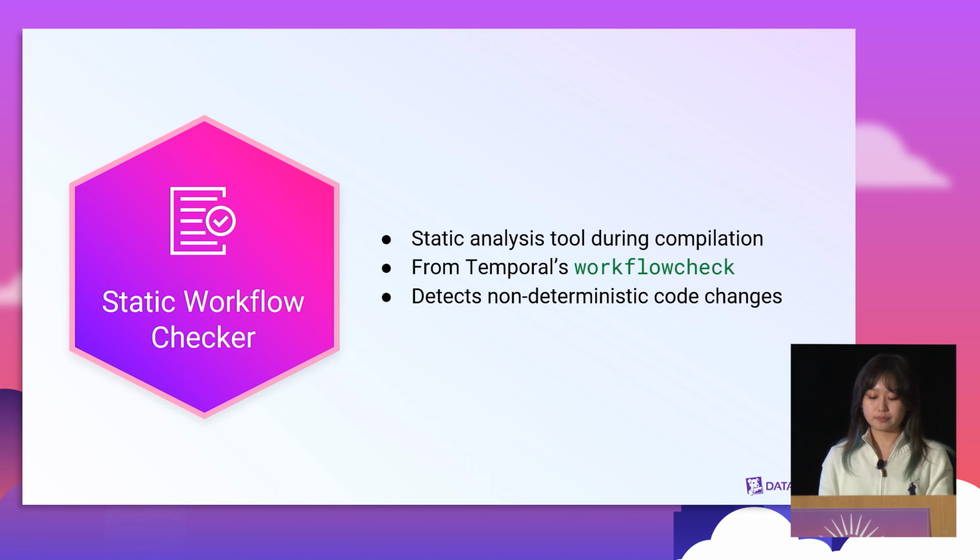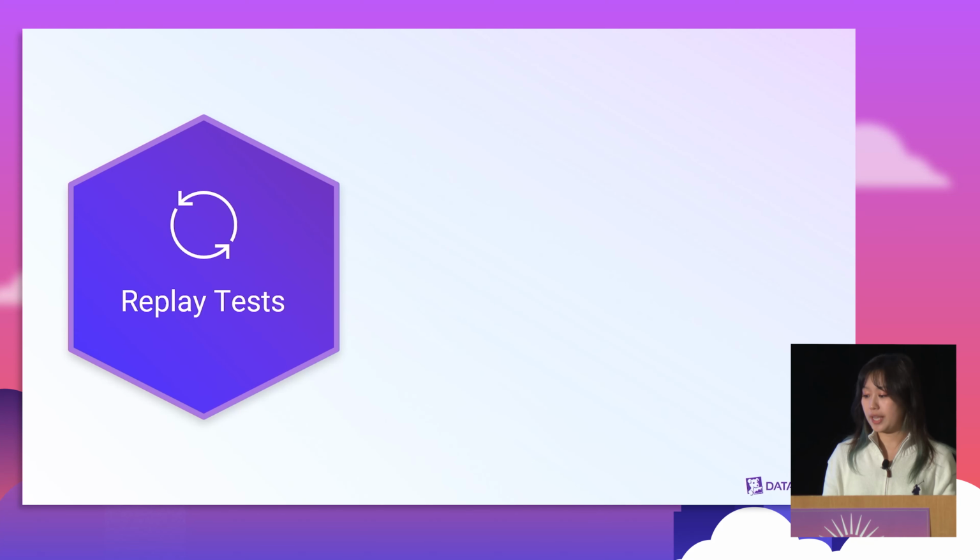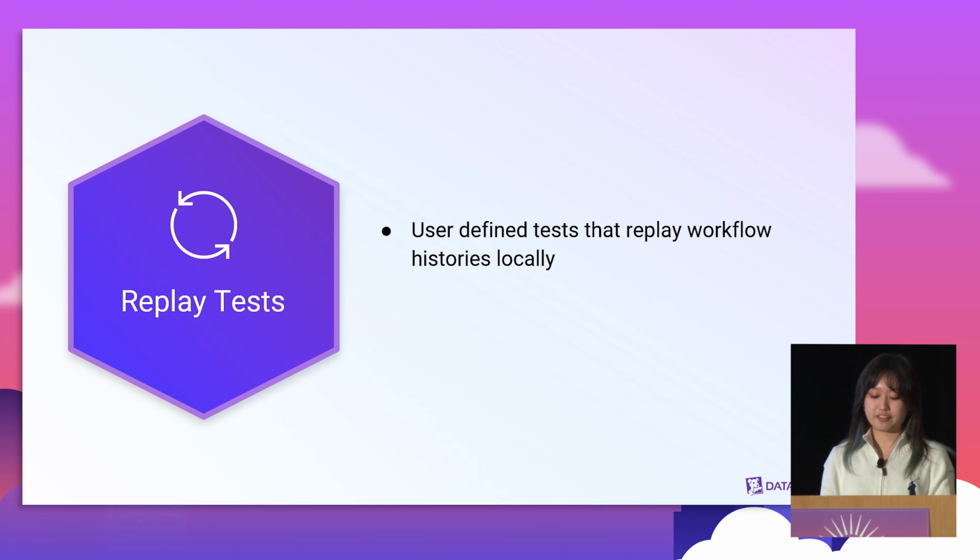So the next piece in our tooling is replay tests. These are tests that users can define themselves, kind of like your unit tests, where you take a specific workflow execution from a live production or staging environment, and then you download a copy of it, kind of like a snapshot of what you want the history to look like. These downloaded history snapshots are then replayed locally to check for breaking changes.